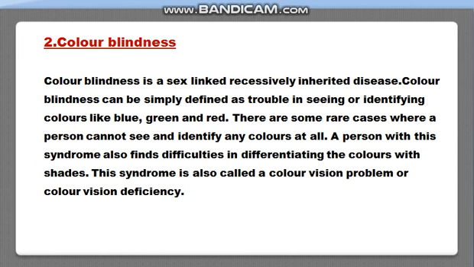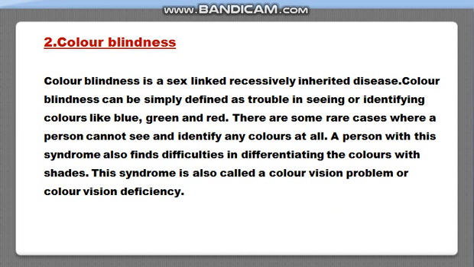Then comes color blindness. Color blindness is also a sex-linked recessively inherited disease, and it can be simply defined as trouble in seeing or identifying colors like blue, green and red. And there are some rare cases where the person cannot see and identify any colors at all, and the person with color blindness finds difficulty in differentiating colors and shades, and this syndrome is known as a color vision problem or color vision deficiency.